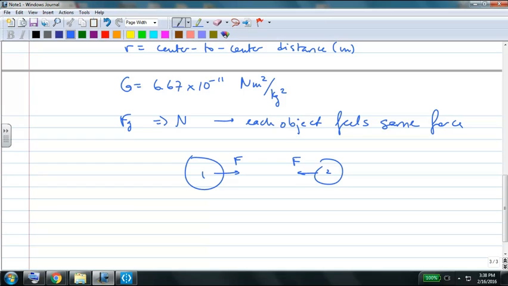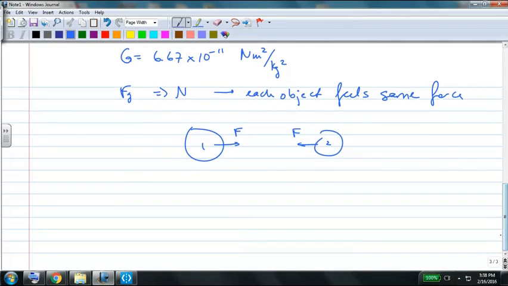And what I want to do is compare what happens when you have something like a planet going around a sun, and we talk about the acceleration due to gravity. Let me do one derivation, and then I want to talk about the acceleration due to gravity and how it's all connected. Okay?